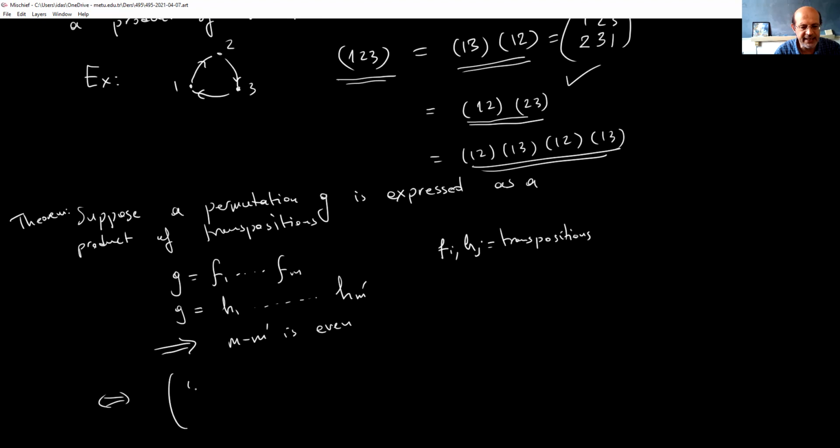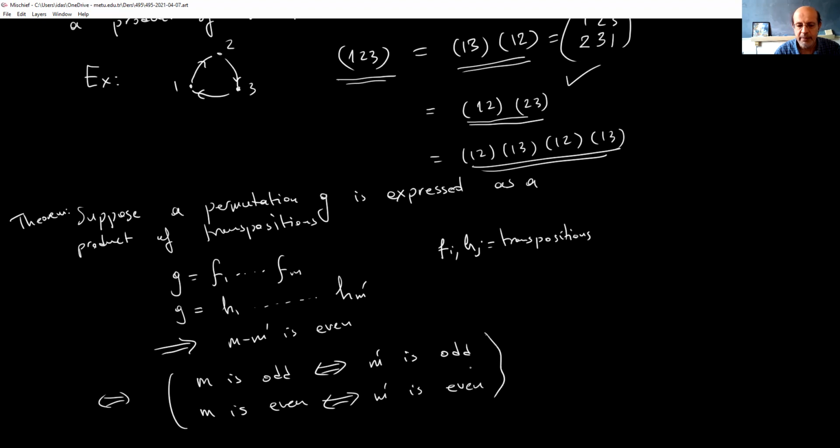Say it like this. M is odd if and only if m prime is odd. And m is even if and only if m prime is even. Let me express it like this. People usually express it like that. So as a result, if you can express a permutation as a product of an odd number of transpositions, then in all of the other alternative expressions of that permutation, we always express it as an odd number of transpositions.